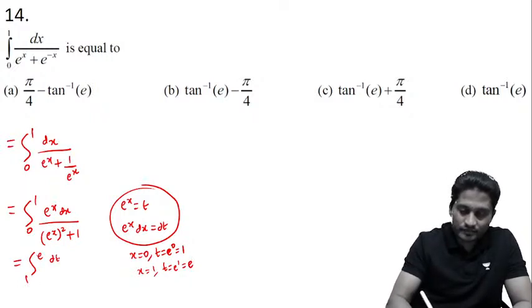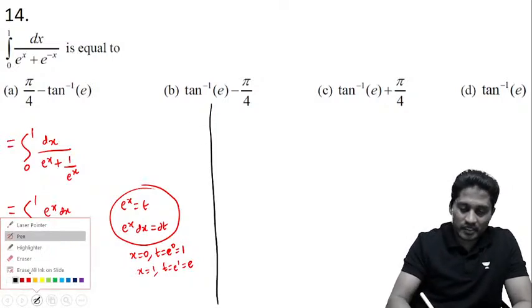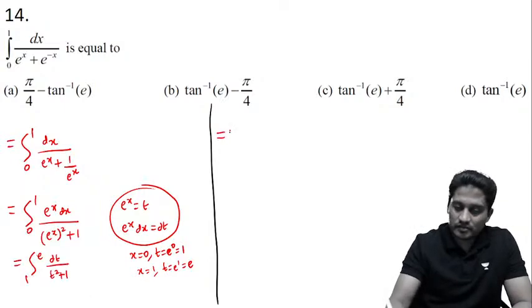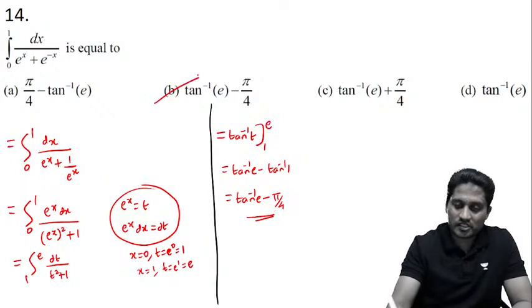This is dt divided by t^2 plus 1. Integration of 1 by 1 plus t^2 is tan inverse of t. This is tan inverse of t between the limits 1 to e. This is tan inverse of e minus tan inverse of 1. Tan inverse of 1 is equal to pi by 4. That's the answer, guys. Answer is option B.